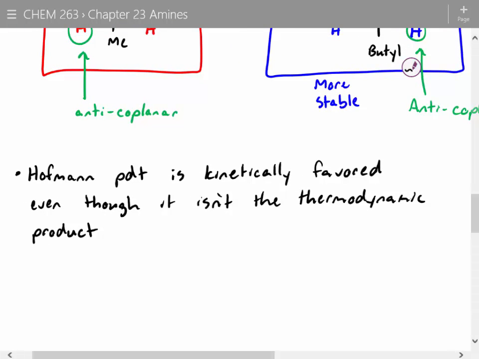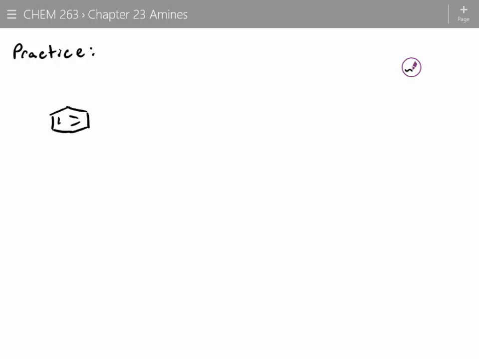All right, so let's do a practice problem. Propose a synthesis. It involves a reaction that was the first reaction on the exam.